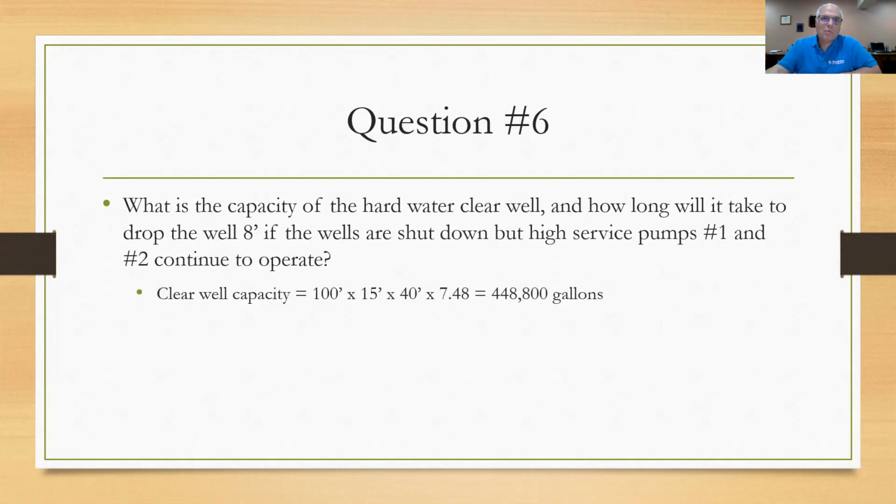So the clear well capacity is pretty straightforward. I'm going into the diagrams and I see that the clear well is labeled at 100 feet by 15 feet by 40 feet. I convert that to gallons by multiplying by 7.48. And I come up with a value of 448,800 gallons.